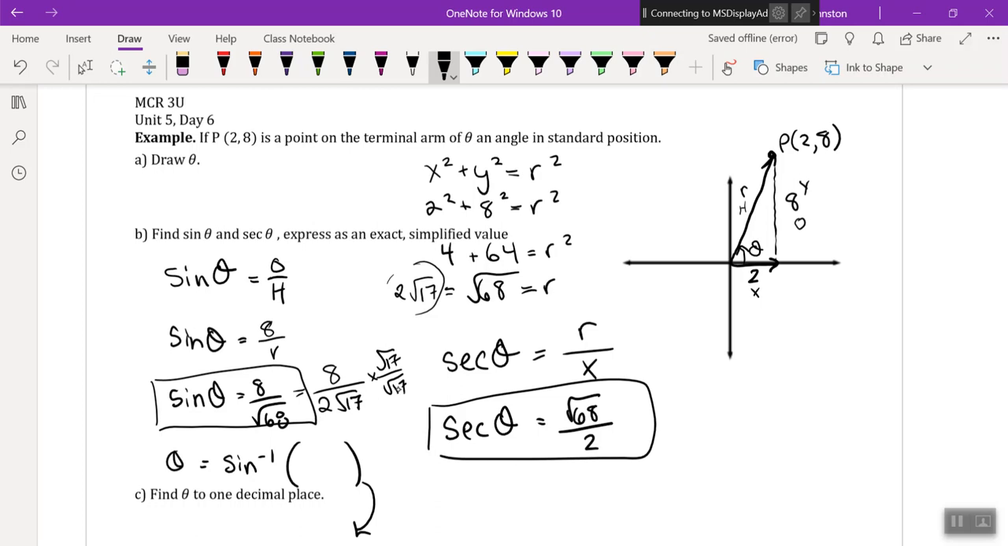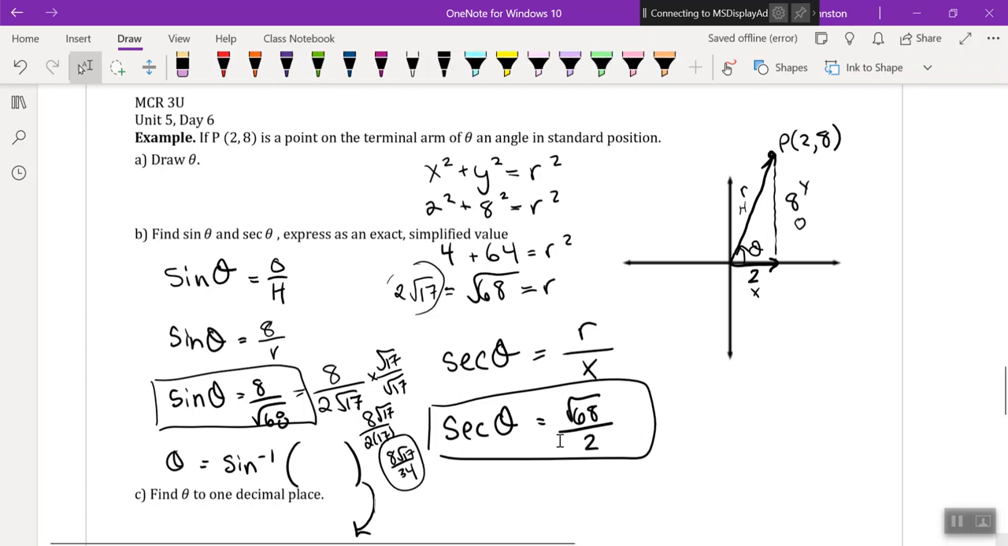The square root of 17 times the square root of 17 gives us just 17. So 8 divided by will be 2 times 17. And then on top it just stays at square root of 17. And then 2 times 17 is 34. So we get 8 square root of 17 over 34 would be our answer for sine theta.